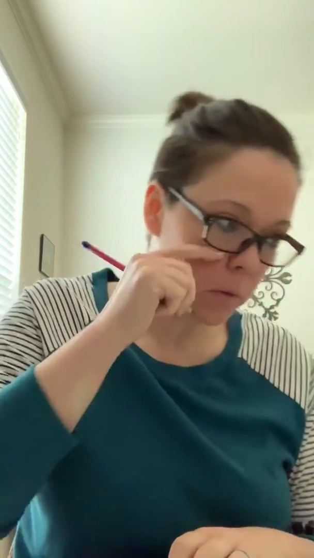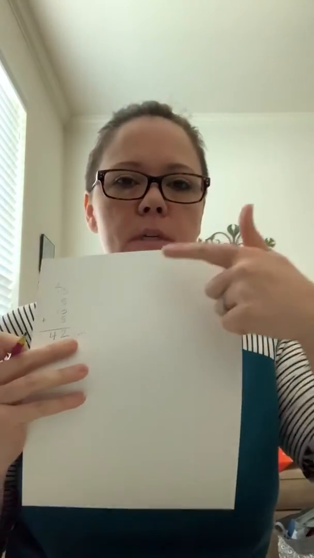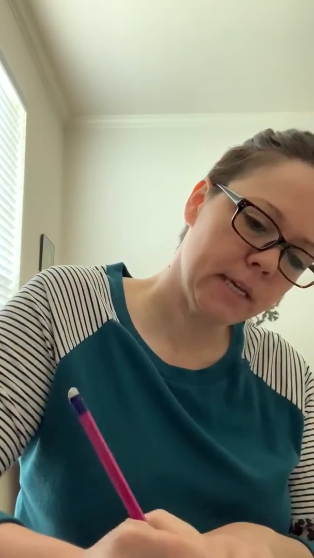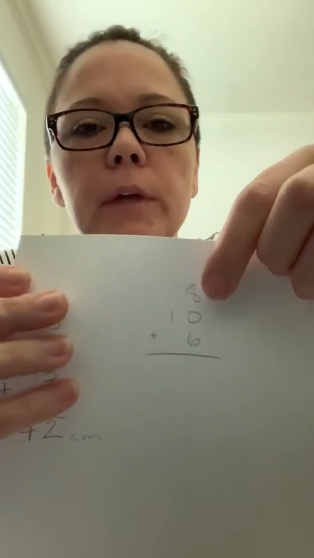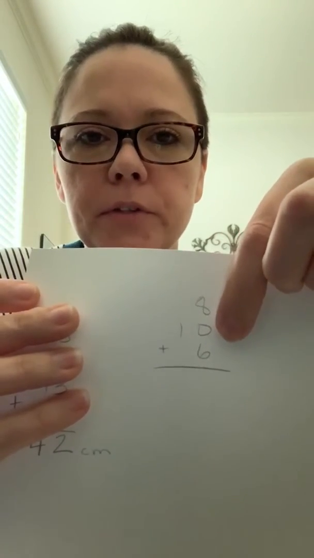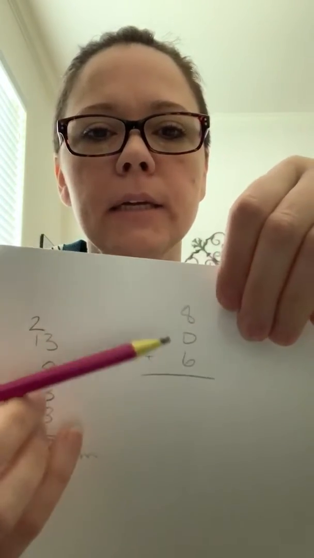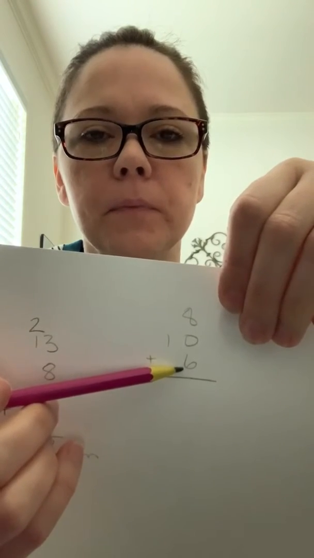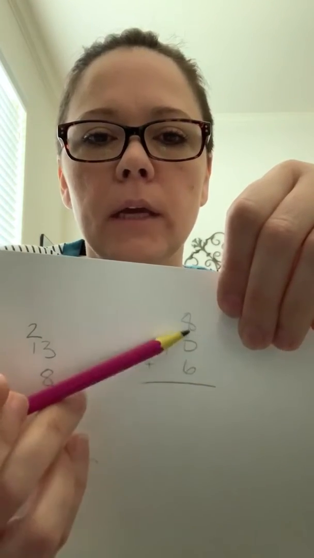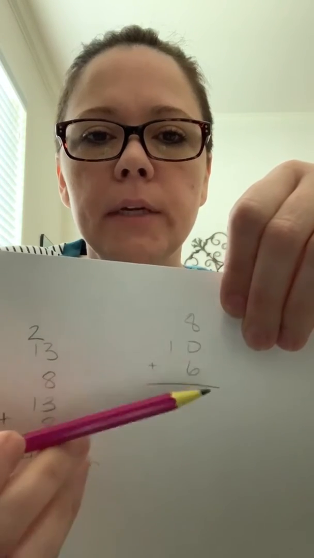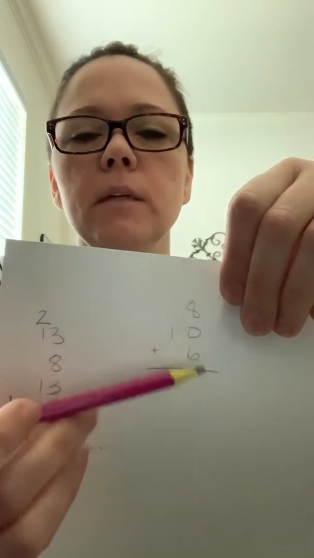I got to add those together. 8 plus 10 plus 6 equals, if we want to write them, instead of writing them horizontally, we can write them vertically if that's easier. So we'll say 8 plus 10 plus 6. Okay, looking at 8 plus 0 first. That's 8. So 8 plus 6. 8, 9, 10, 11, 12, 13, 14.